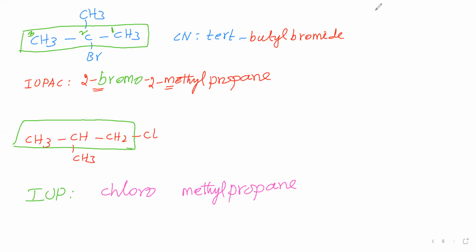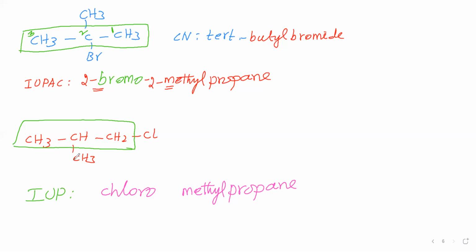Then we have to give numbering. In the numbering, how to give? The branch should get the least position. Here what are the branches? One is chlorine, one is methyl. Both should get the least position. Sir, out of these two, which should get the least position? As per alphabetical order, whichever comes first should get the least position.